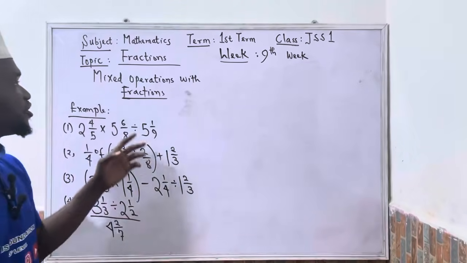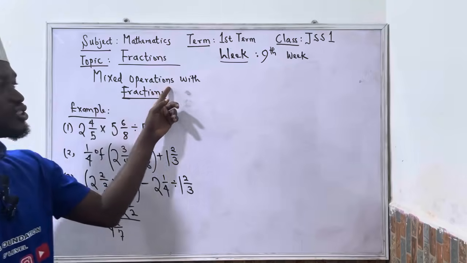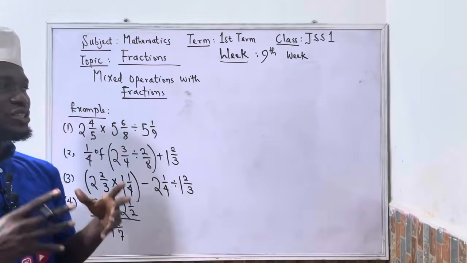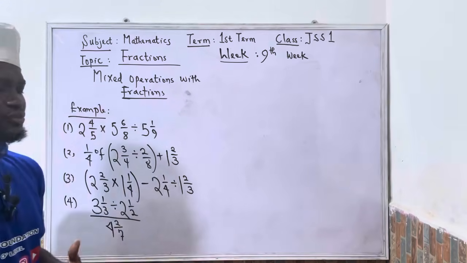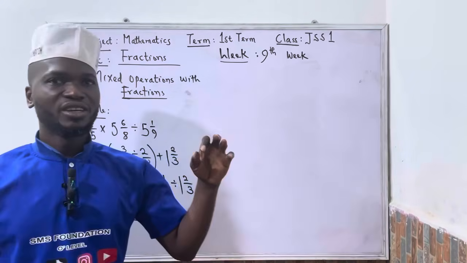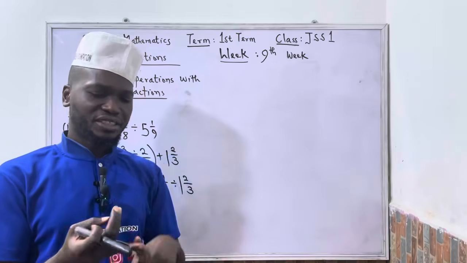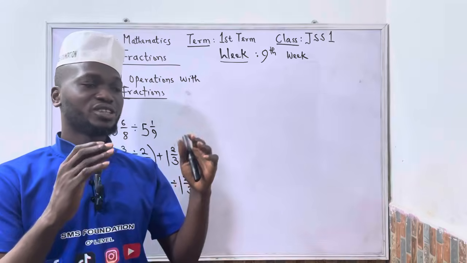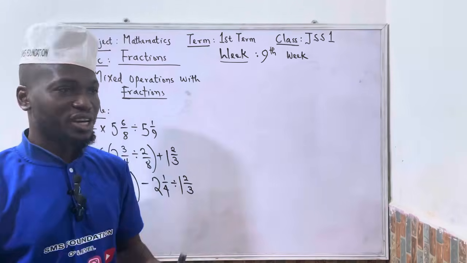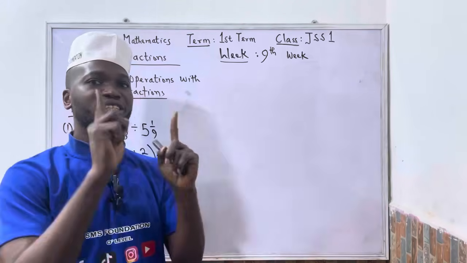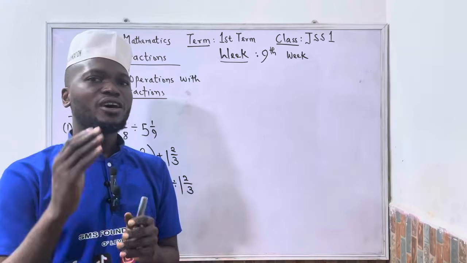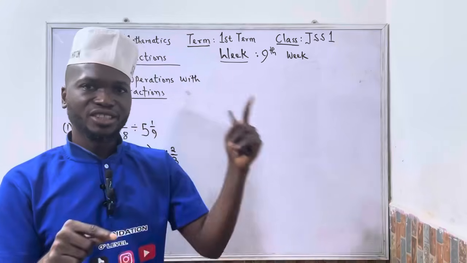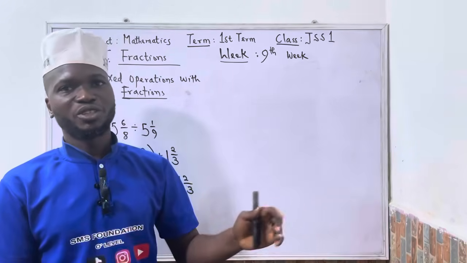In this class, we are going to be looking at mixed operations with fractions. So, mixed operations with fractions. What do you mean by that? When you have a lot of operations like addition, subtraction, multiplication, division, or sometimes even brackets, and sometimes "of", you have them in a single question. So how do you find your way around that question? Which one are you going to handle first? Is it the addition or the subtraction or the multiplication or the division?